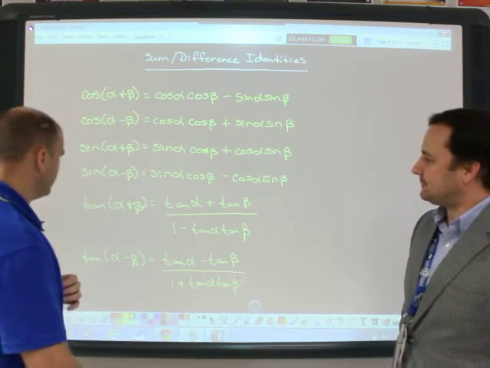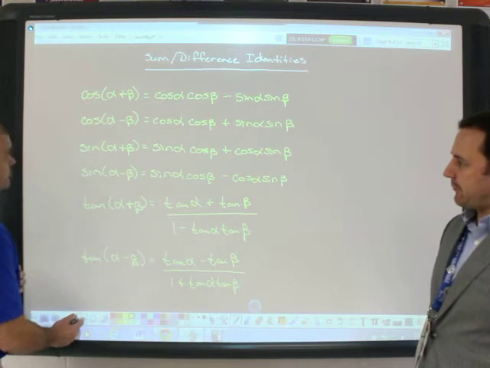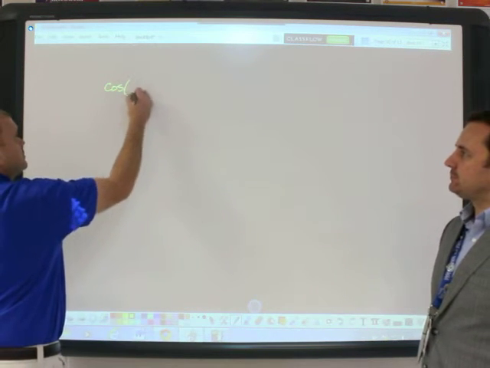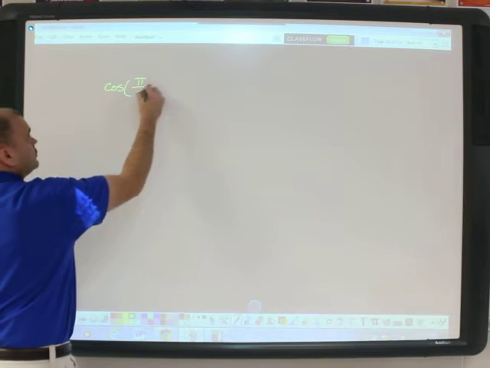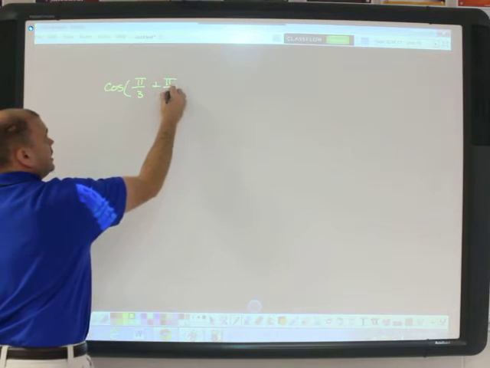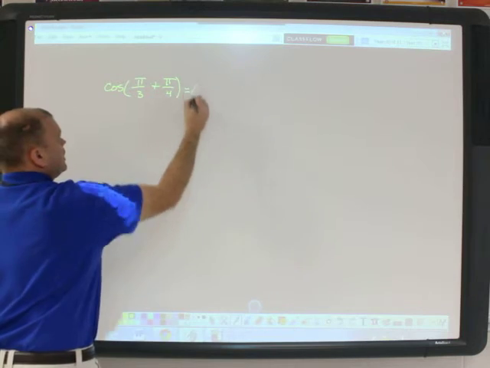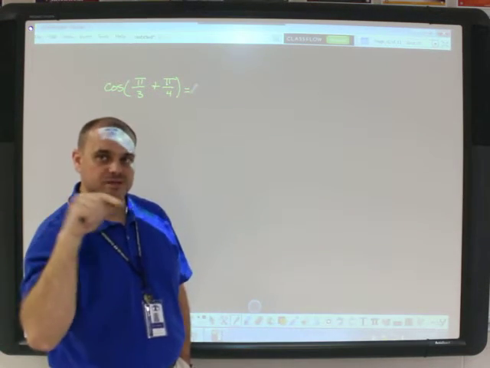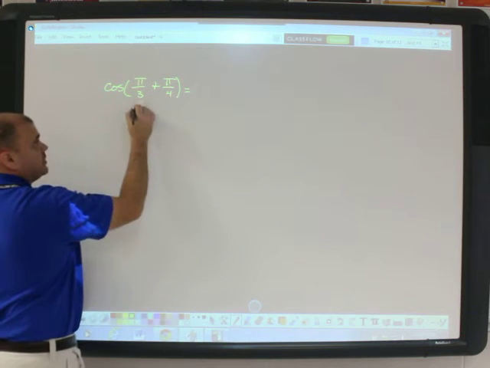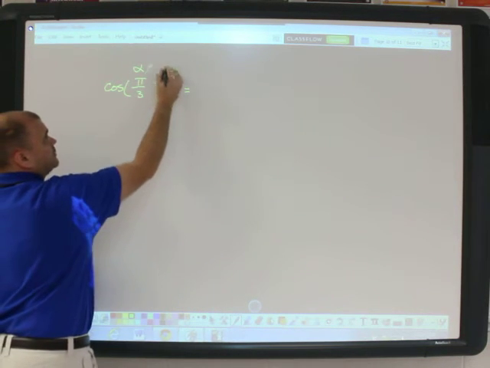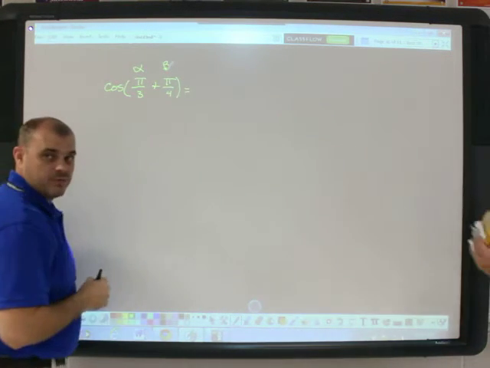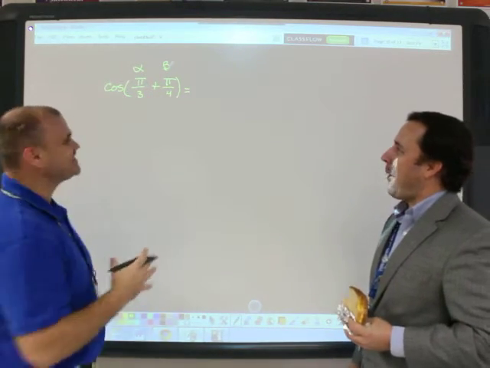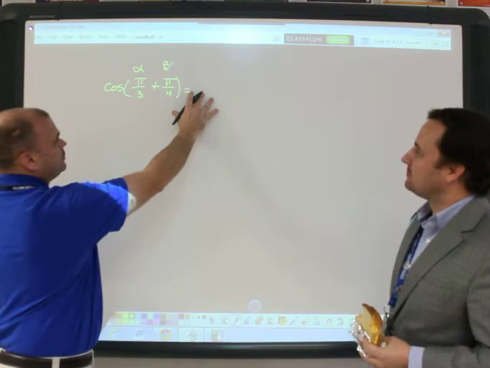Okay. So let's look at an example right quick. Let's do, for example, the cosine of pi over 3 plus pi over 4. How would that look as an identity of alpha plus beta? What I want you to know here is the pi over 3 is going to be my alpha, and the pi over 4 is going to be my beta. So we're just going to replace that into the normal identity.